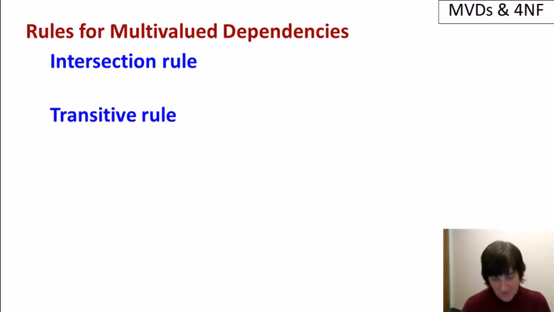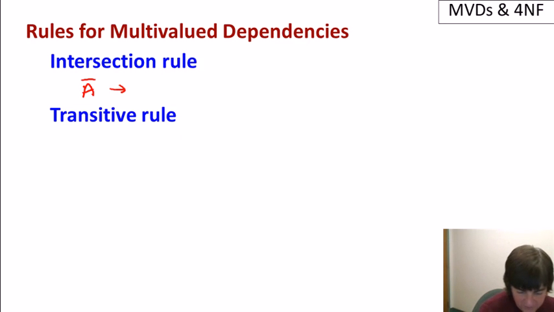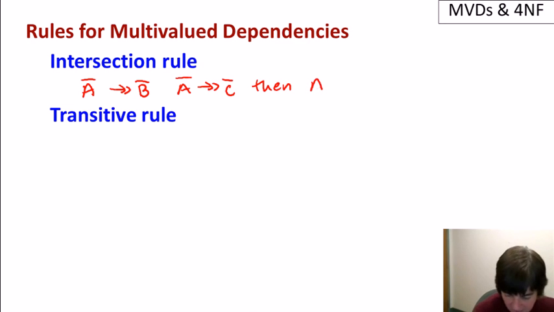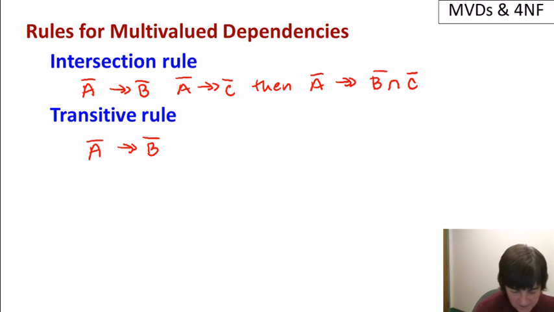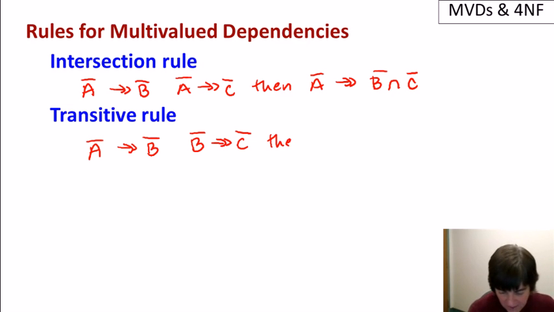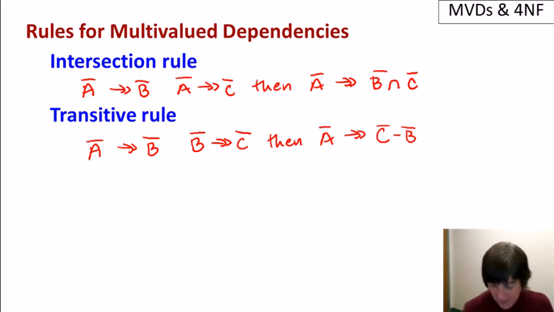Here are a couple more rules for multi-valued dependencies that you can prove for yourself if you're so inclined. The first one is the intersection rule. It says that if we have A multi-determines B and A multi-determines C, then we have A multi-determines B intersects C. The transitive rule is slightly different from exact transitivity. What it says is if we have A multi-determines B and we have B multi-determines C, then we have A multi-determines not C exactly, but C minus B. And you might work some examples to convince yourself why we don't have just A multi-determines C and we have to subtract the attributes for B, although it's fairly complicated.